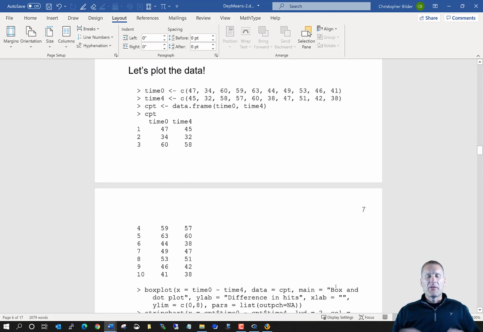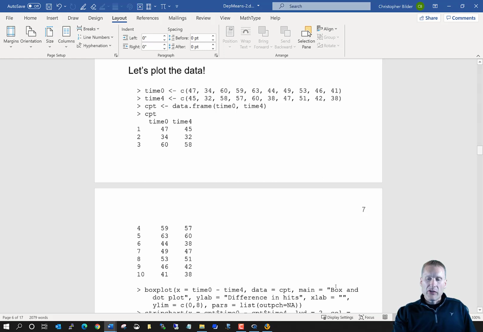So now we have some data. What's the first thing that you should do whenever you get the data? Plot it. Take a look at it. See if it makes sense, the data that you observe. Maybe come up with some initial ideas of what you think might happen when you do inferences to the population.